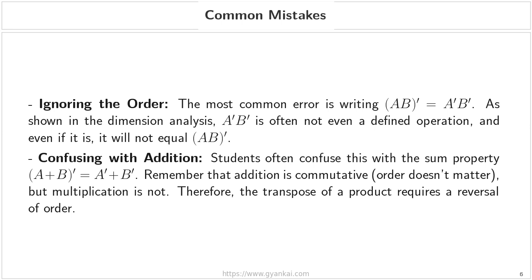Secondly, it is very common to confuse this rule with the property for matrix addition. You might remember that the transpose of the sum of A and B is simply the transpose of A plus the transpose of B. The reason this is different is that matrix addition is commutative, meaning the order of the matrices does not change the result. However, as we have established, matrix multiplication is not commutative. Therefore, while you can simply distribute the transpose in addition, you must reverse the order of the matrices when dealing with a product. Key takeaways.